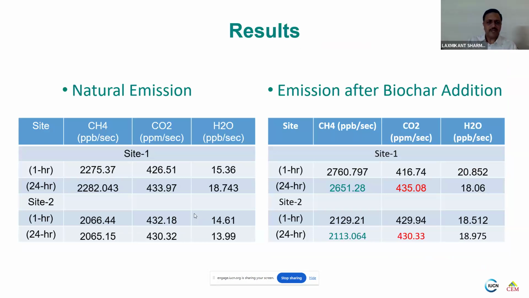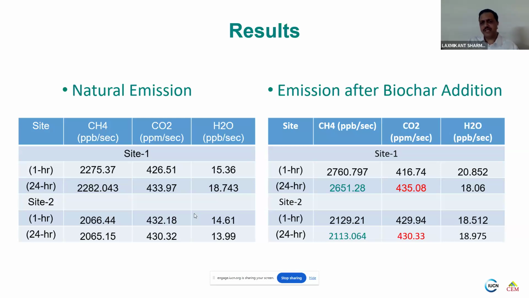Maybe many factors are involved, but at some time the natural emission was there in the methane emission, carbon dioxide, and H2O emission after the biochar addition. We have shown that after 1 hour there was no significant reduction, but after 24 hours we have seen a significant reduction in the emission of methane, particularly at one site, and somewhere the biochar may also not be working properly.